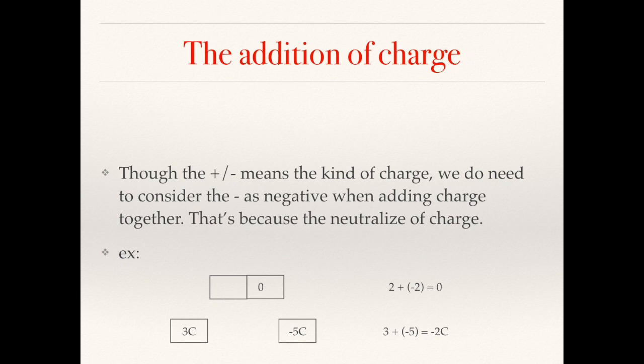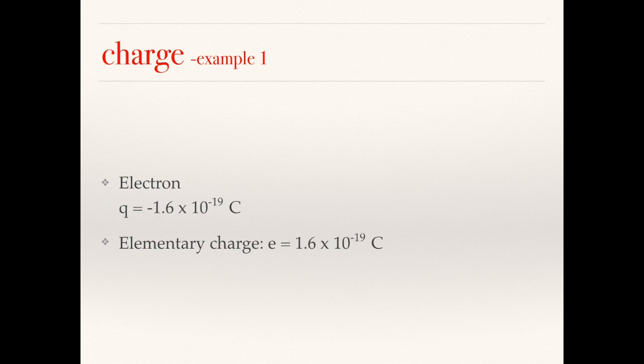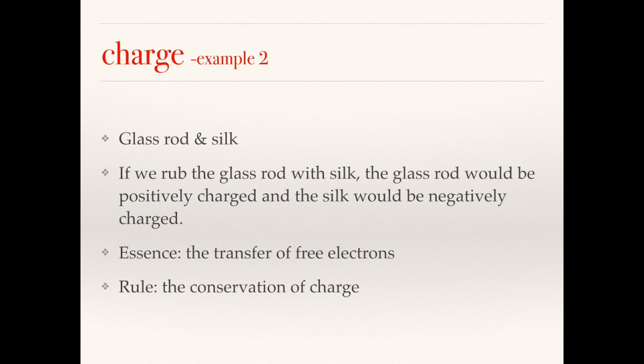So let me now go through 2 examples about charge. The first one is an electron. An electron is negatively charged. The charge of an electron is minus 1.6 times 10 to the minus 19 Coulomb, which is really small. We also call this amount of charge the elementary charge because it is the smallest charge possible. We use a small e to symbolize the elementary charge, and it is again equal to 1.6 times 10 to the minus 19 Coulomb.